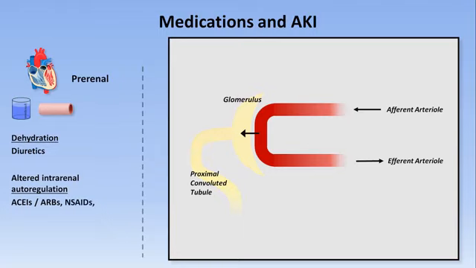NSAIDs also belong in this category. To understand why, consider another relevant class of signaling molecule called prostaglandins. Prostaglandins normally help with renal autoregulation by vasodilating the afferent arterioles, but the mechanism of action for NSAIDs is to inhibit the synthesis of prostaglandins. If afferent arterioles cannot vasodilate as much as the body needs, it inhibits optimal perfusion of the glomeruli, which decreases renal perfusion and will decrease GFR.